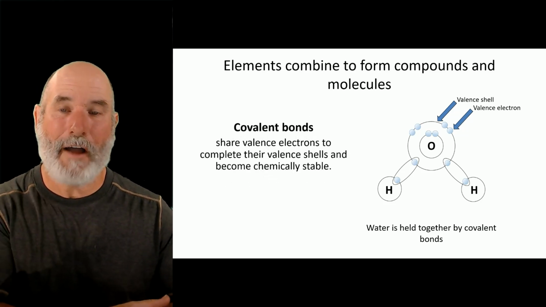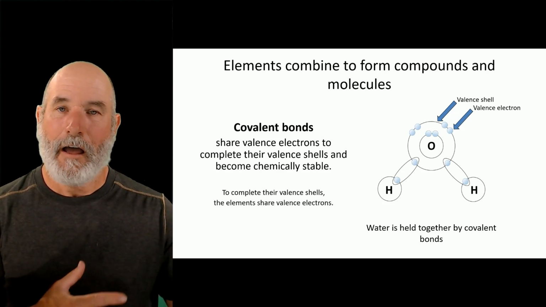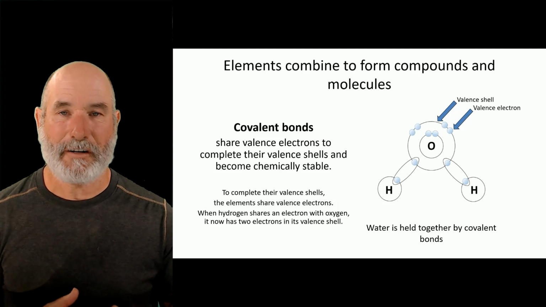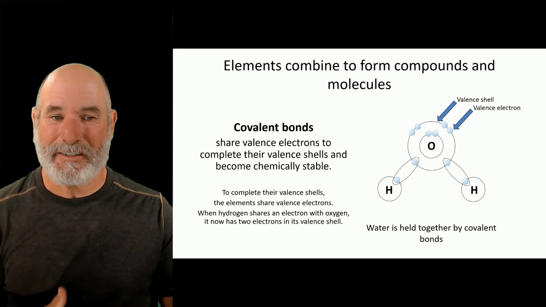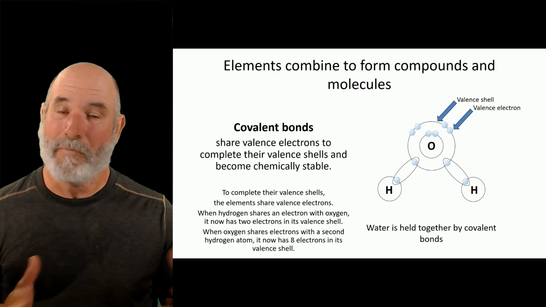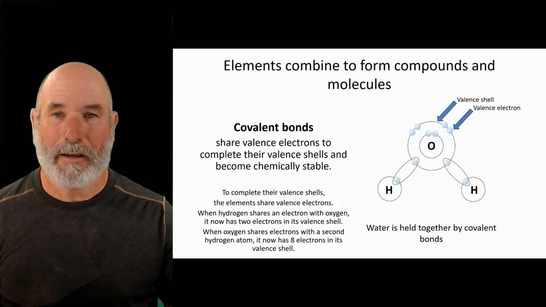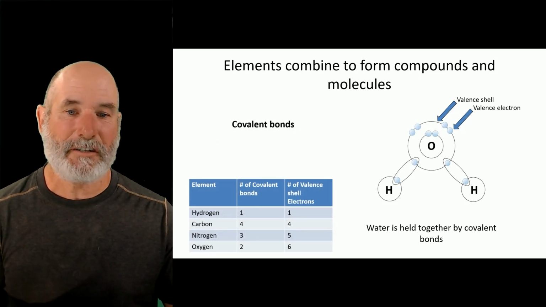So now water is chemically stable by forming those covalent bonds, right? By sharing their valence electrons. So there we have it: hydrogen has 2 and oxygen now has 8, and this is a happy element, or a happy molecule. It's very stable. It now has a total of 8. Now, these are 2 examples, oxygen and hydrogen.